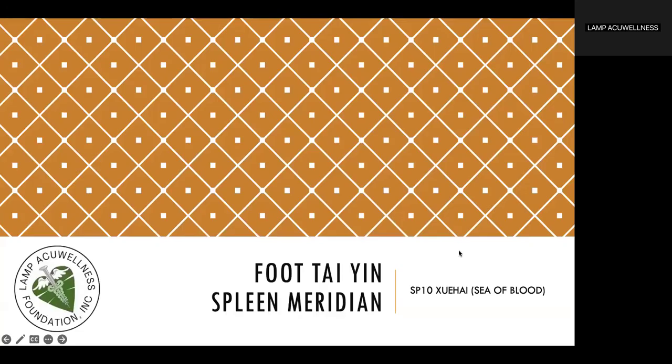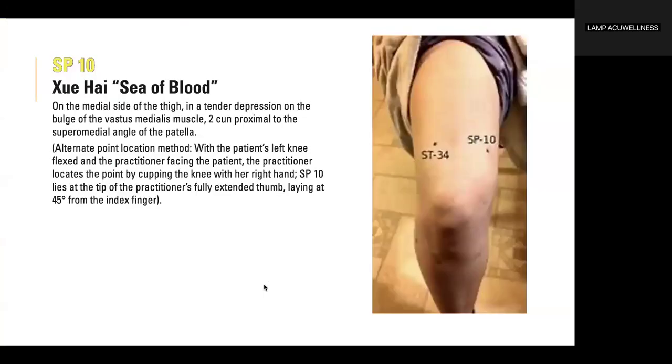Let us proceed to foot taiyin spleen meridian. This time we discuss spleen 10, Xuehai, sea of blood. Located on the medial side of the thigh in a tender depression on the bulge of the vastus medialis muscle, 2 cun proximal to the superomedial angle of the patella.